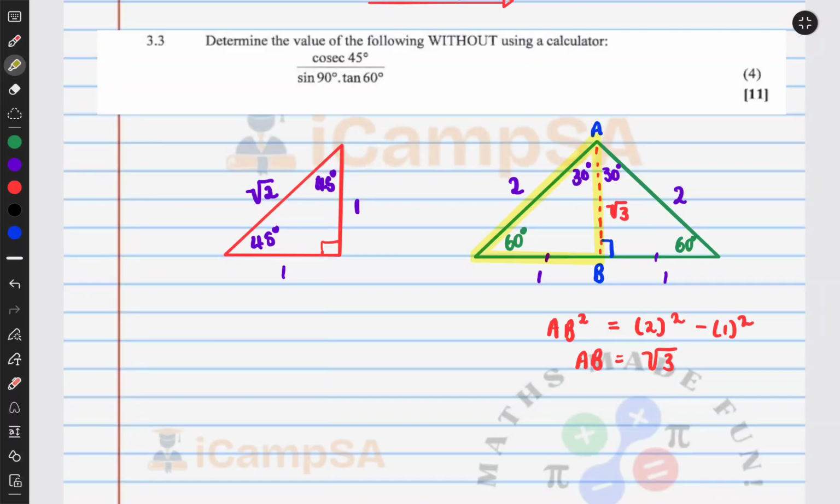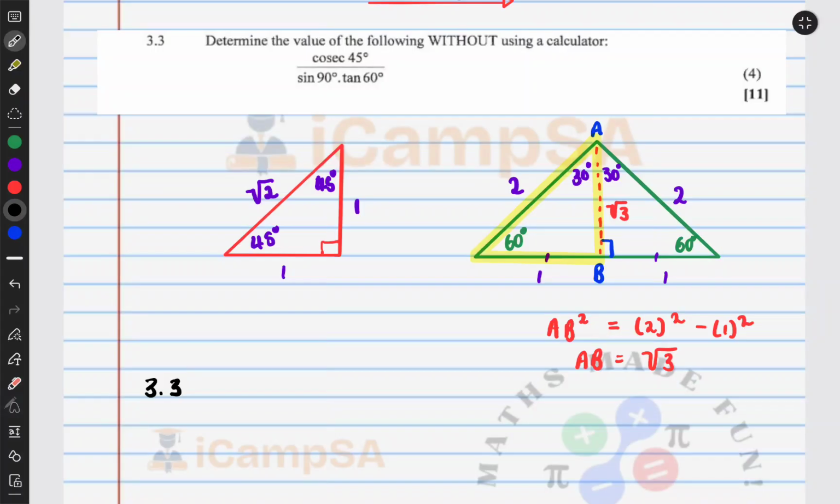But in the exam, I usually say that if you have already memorized the special angles, 0, 30, 45, 60, and 90 degrees, you don't have to redraw the triangles again. But if you haven't memorized them, these triangles will help you memorize the special angles.